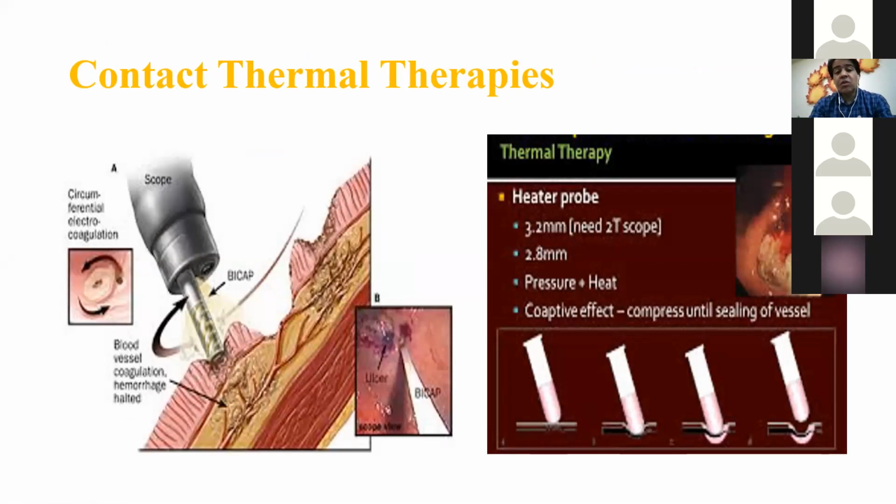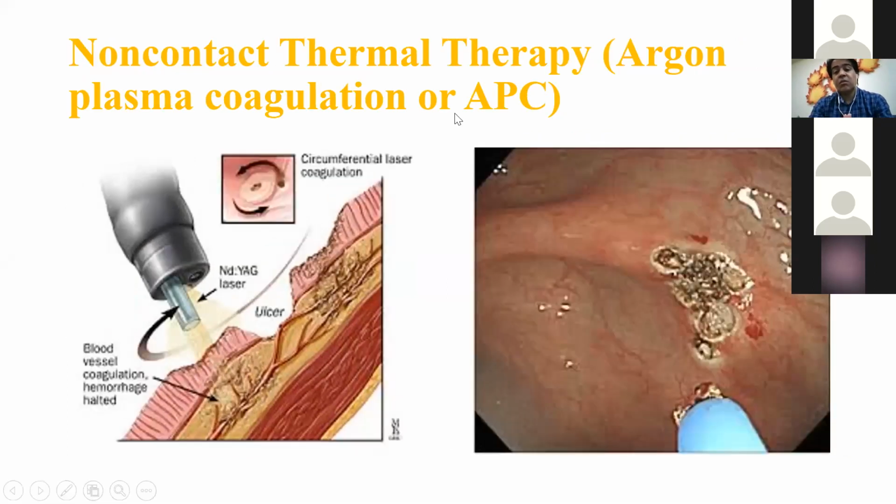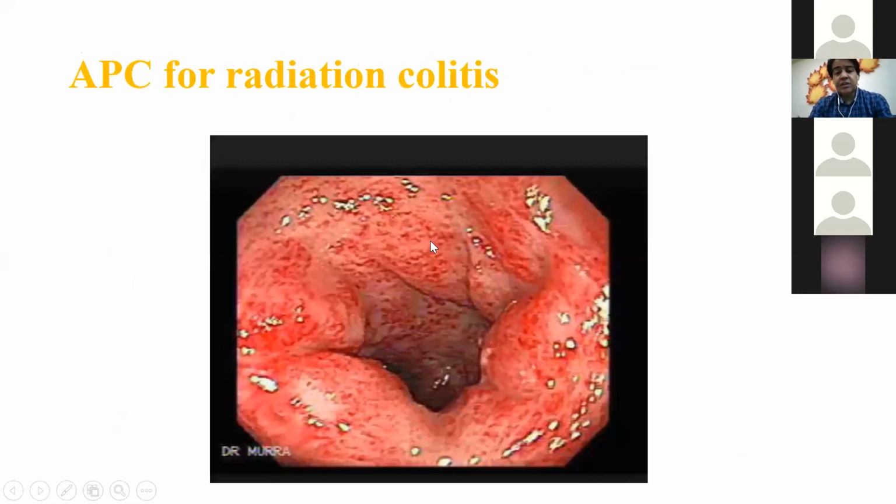We have non-contact thermal therapy like argon plasma coagulation. Here the probe usually does not come in contact with the bleeding point. We have the probe through which we release a special sort of gas along with current, and then we can achieve hemostasis. This therapy is useful in radiation colitis, in case of angioectasia, and it can be used in portal hypertensive gastropathy as well.